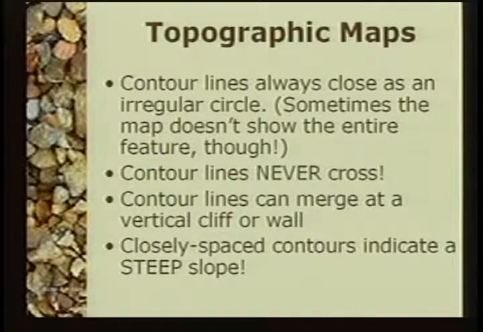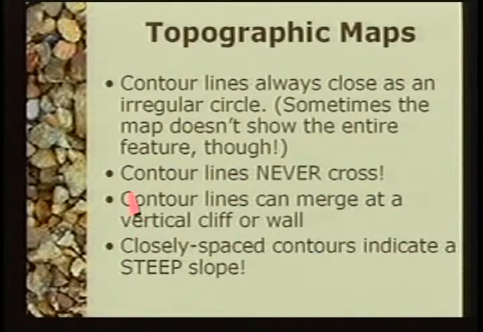There are some rules for contour lines. Contour lines have to always close on an irregular circle. Now remember, however, that a topographic map may not show the entire mountain or the entire basin or the entire landform. So you may have lines that go off of the page and don't close. That's okay. However, you can't have contour lines that cross, because after all, one spot on the earth can't be at two different elevations. If it's 50 feet, it can also be 100 feet as well.